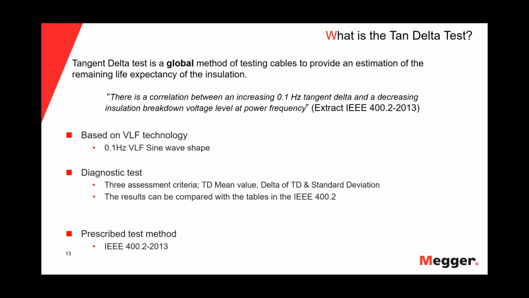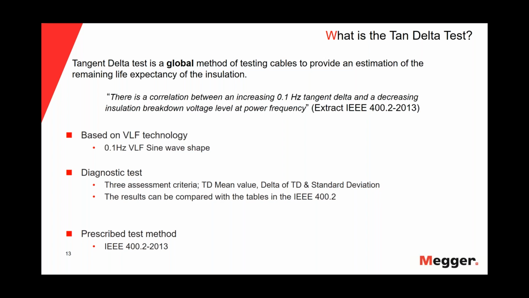So the tan delta is based on BLF technology. We will use a 0.1 hertz BLF sine wave shape. We cannot use the cosine rectangular to do a tan delta test. It must be a 0.1 hertz BLF sine wave shape. It's a diagnostic tool, so we will have 3 assessment criteria: the mean value of the tan delta, the delta of the tan delta, and the standard deviation. The results can be compared with the tables in the IEEE 400.2, and it is also a prescribed test method by the IEEE 400.2 2013.